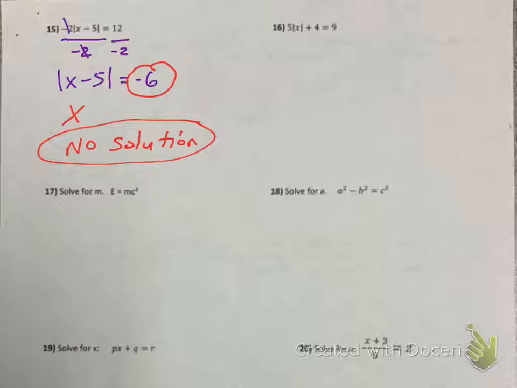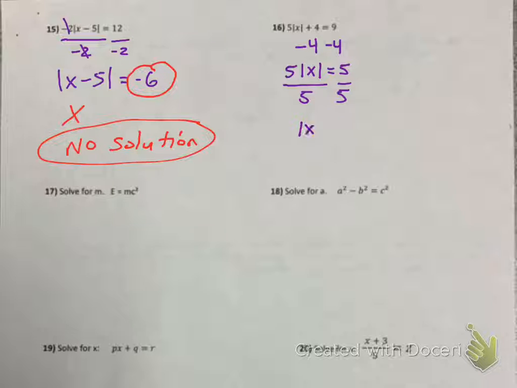Question 16. All right, we're back to another absolute value. So we have to get the absolute value bars by themselves. So we'll start by moving the 4. So we'll subtract 4 from both sides. So we've got 5 absolute value of x equals 5. To get rid of the 5 out in front, we divide by 5.